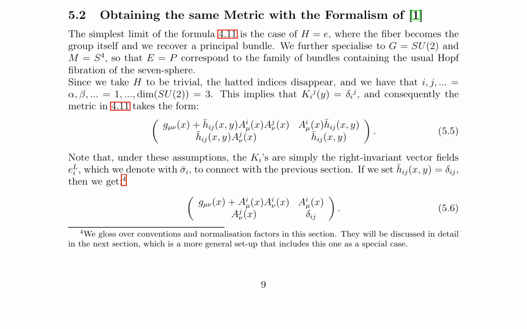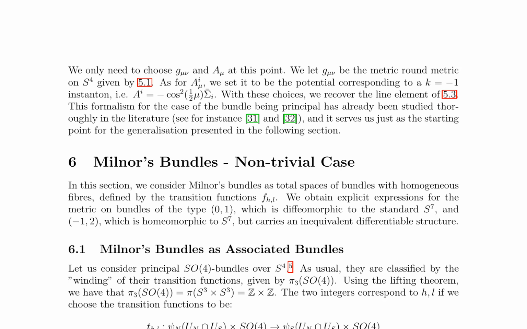The paper concludes by discussing the moduli of the instanton, including the center and size, and how these can be trivialized. The authors also provide an alternative description of the right-invariant 1 forms using Euler angles, which they find more natural for their formalism. We begin by discussing the choice of G micro nu and a micro for a specific instanton, which leads to the recovery of the line element. This formalism serves as a starting point for generalizing the case of principal bundles.